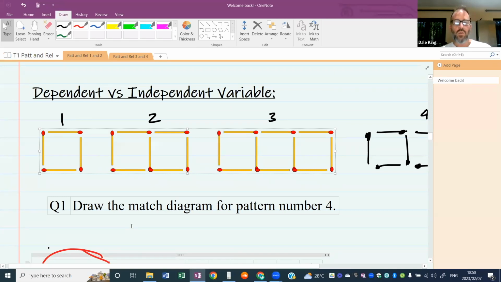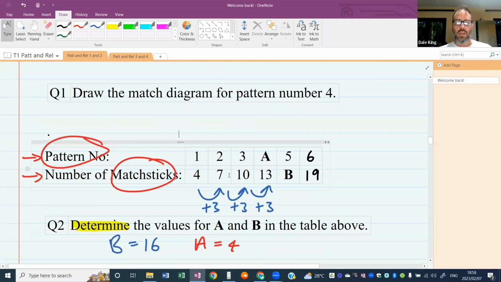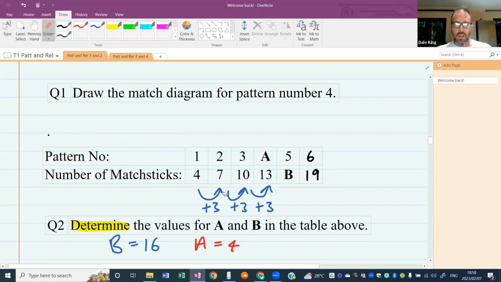So in the diagram, we saw that we changed the pattern by adding 3 matchsticks onto every single pattern. So for pattern 1, we had 4 matchsticks. For pattern 2, we had 4, plus another 3, which gave us 7. And then for pattern number 3, we had the 7 for pattern number 2, plus another 3. So 7 plus 3 is 10. And that data is shown here in the table. So if you look at the table where it says matchsticks here at the bottom, we can also see the change every single time. So from 4 to 7 is an increase of 3, from 7 to 10 is an increase of 3, etc., etc., etc.